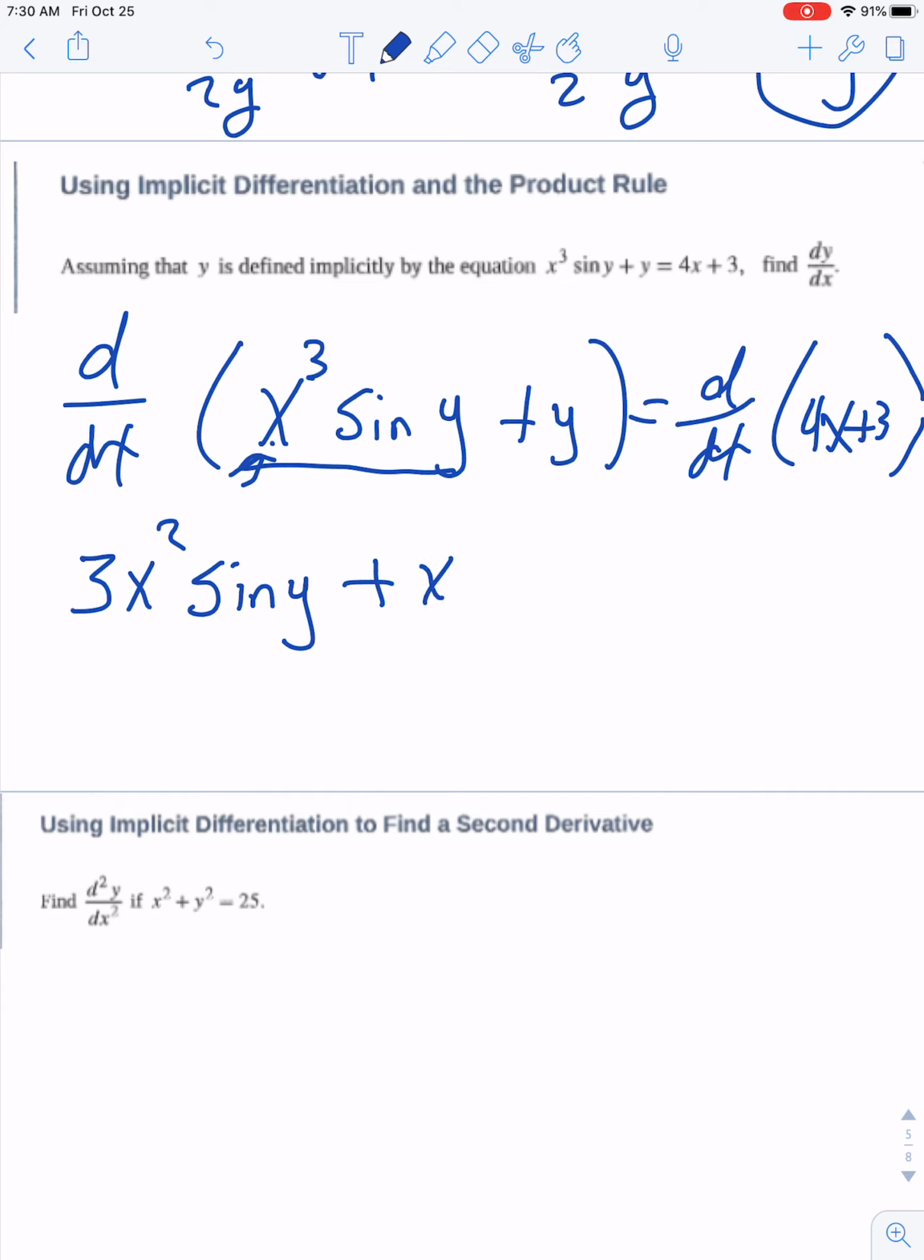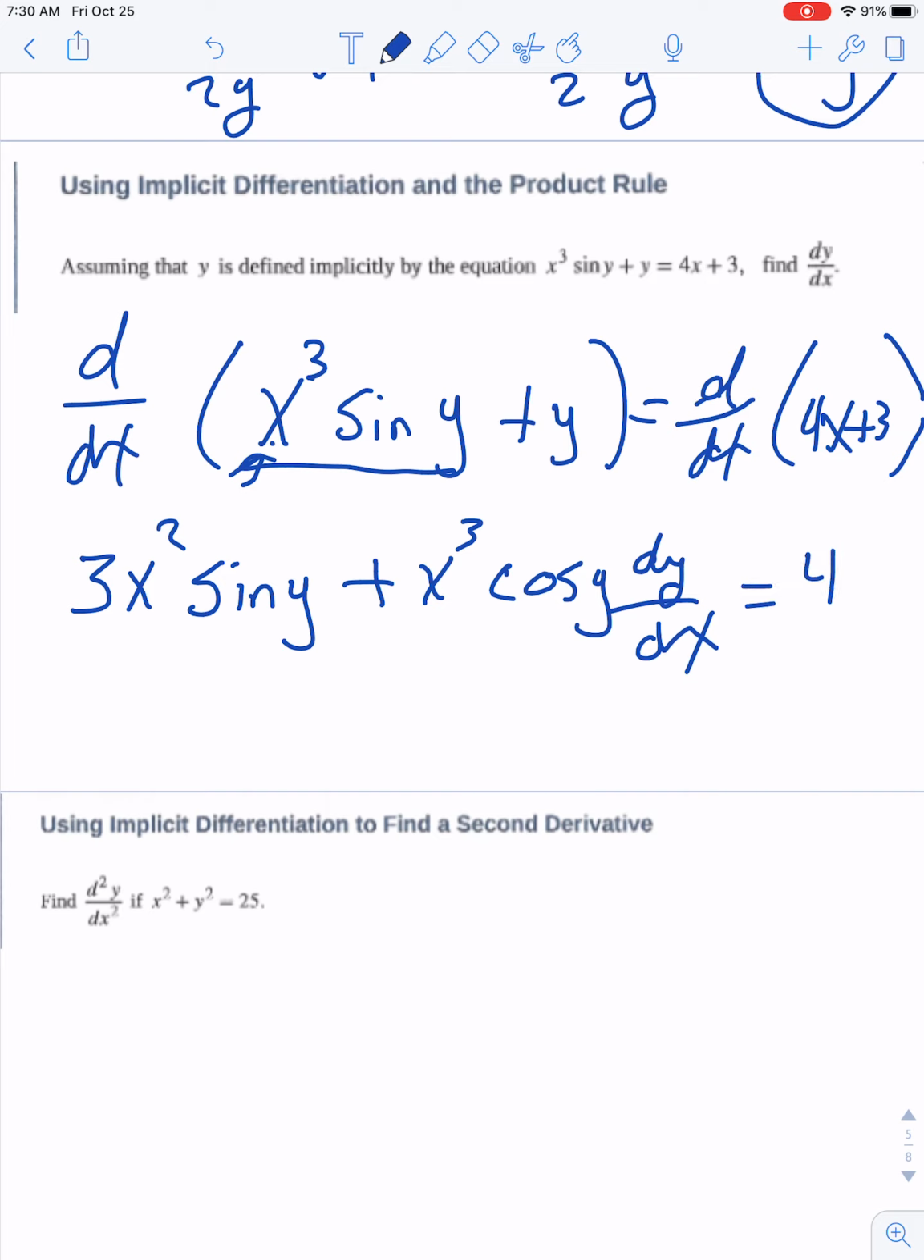Now we take x cubed times the derivative of sine y, which is cosine y, but again, I'm deriving with respect to x, so I need to add in that dy dx. The derivative of 4x is 4, and the derivative of 3 is 0.